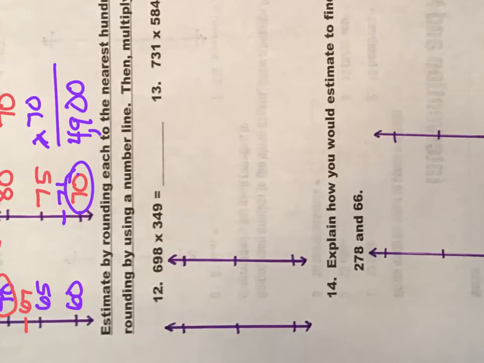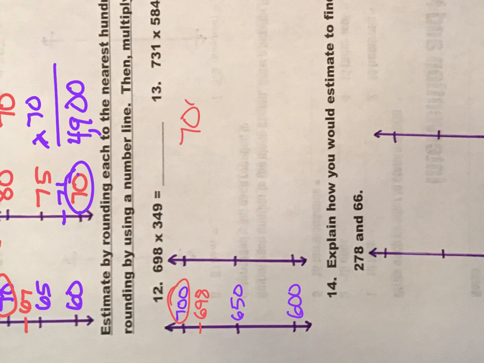Moving on to number 12, you will notice that it says estimate by rounding each to the nearest hundred. So if I look at 698, the digit that is in the hundreds place is the 6, making my low number 600. If I'm going by hundreds, my high number, of course, would be 700. Our midpoint would be 650. So now we go to plugging the real number in there, 698. That is really close to 700. So we would say that 698 would round to 700. So one of our factors is going to be 700.